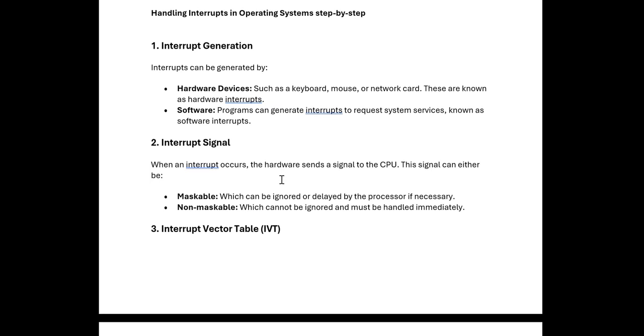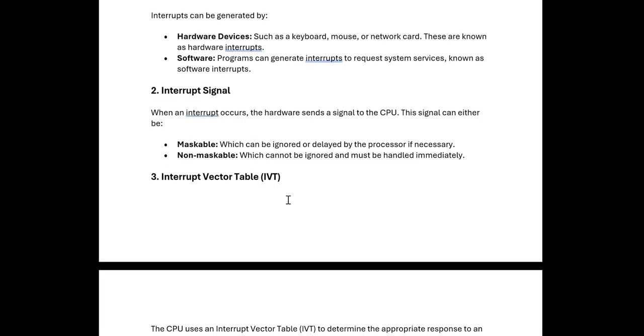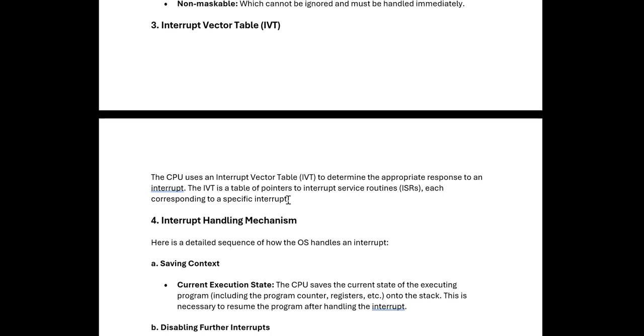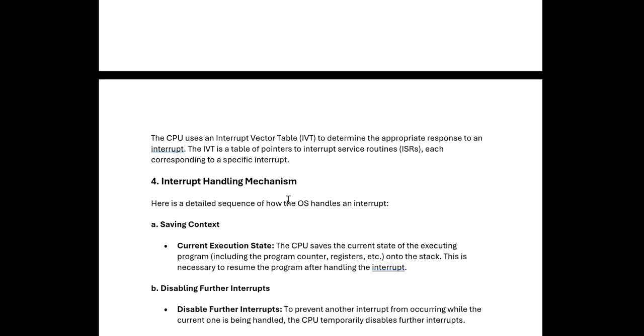Interrupt signals. When an interrupt occurs, the hardware sends a signal to the CPU. The signal can either be maskable or non-maskable, as we discussed. Maskable and non-maskable apply only to hardware interrupts. Interrupt vector table. The CPU uses an interrupt vector table to determine the appropriate response to an interrupt. The IVT is a table of pointers to interrupt service routines, each corresponding to a specific interrupt.